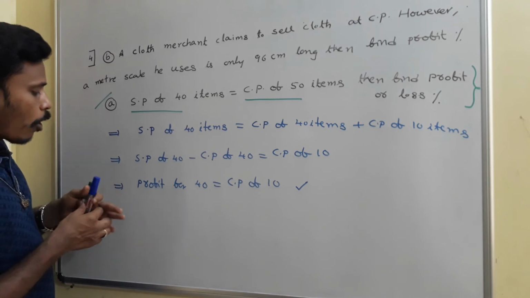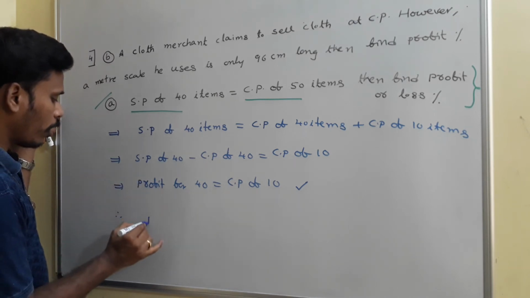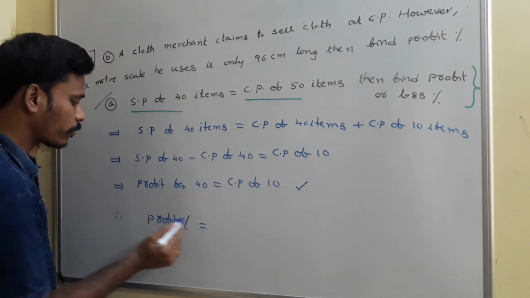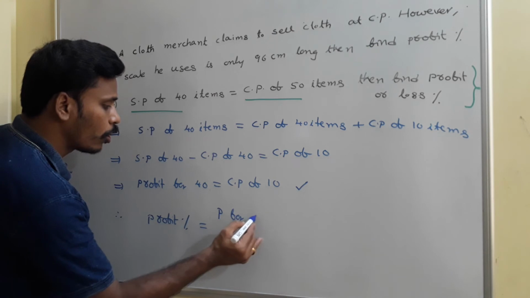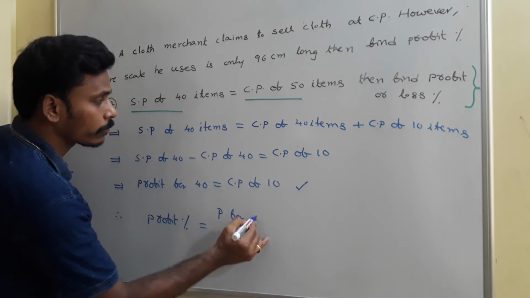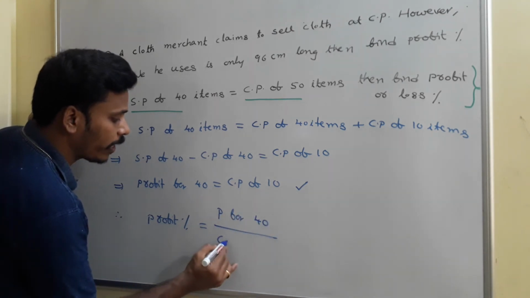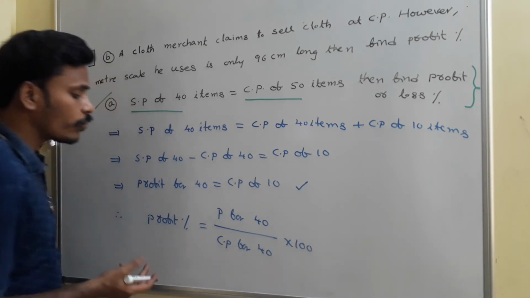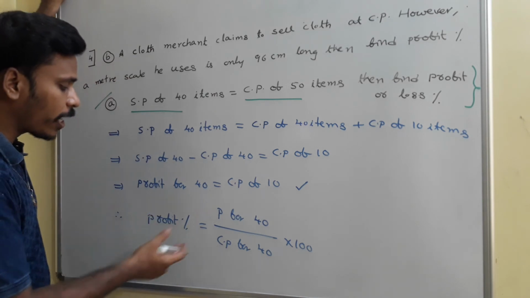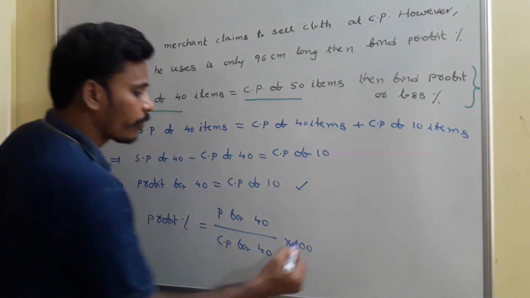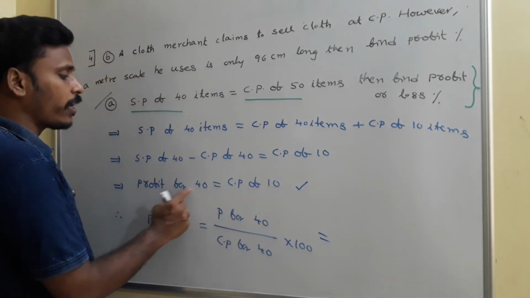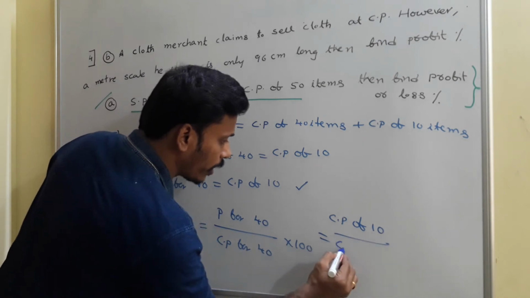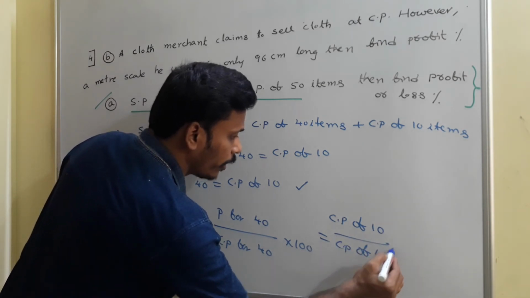Therefore profit percentage is equal to profit for 40 items divided by cost price for 40 items into 100, since we are calculating profit percentage for 40 items. Profit for 40 items is nothing but cost price of 10. So it is cost price of 10 divided by cost price of 40 into 100.